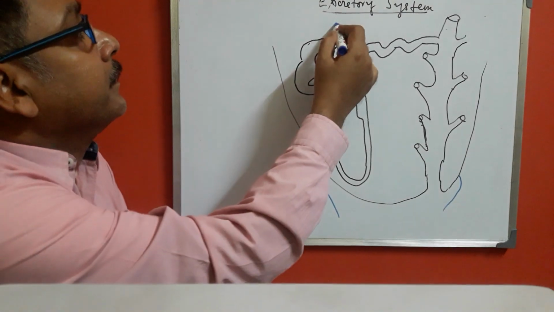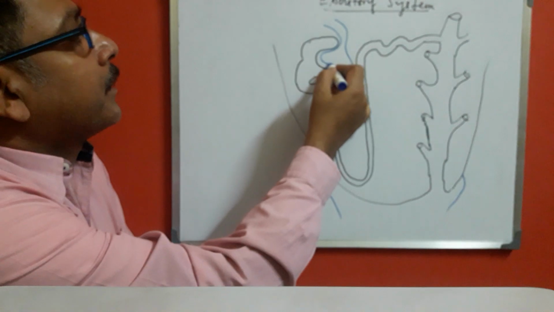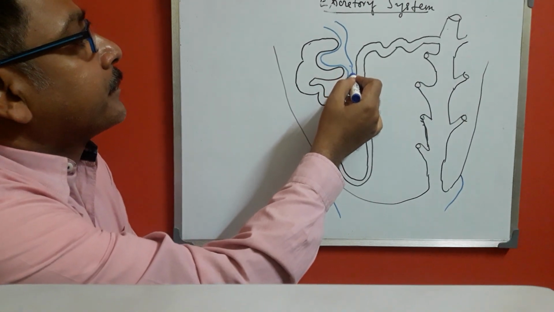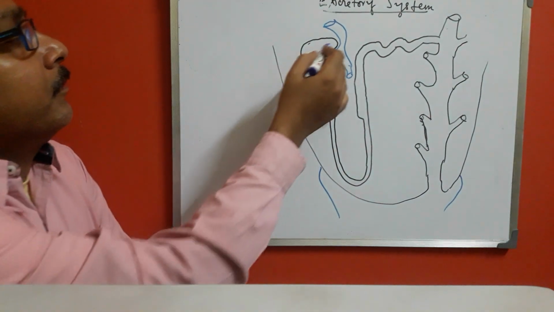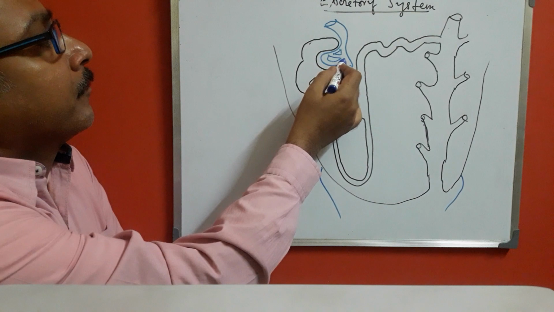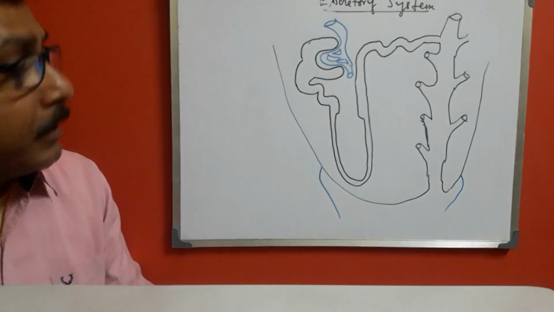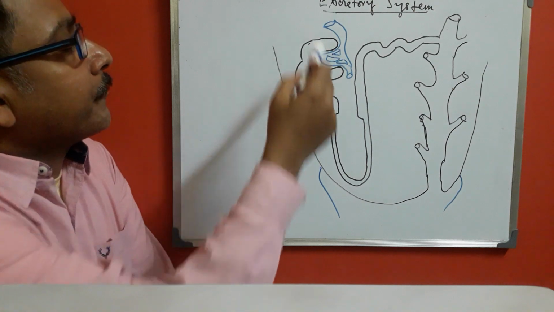And this is the glomerulus. Glomerulus is a tuft of capillary. It starts from the afferent arteriole. Afferent arteriole forms from the interlobular artery, and this is the Bowman capsule.